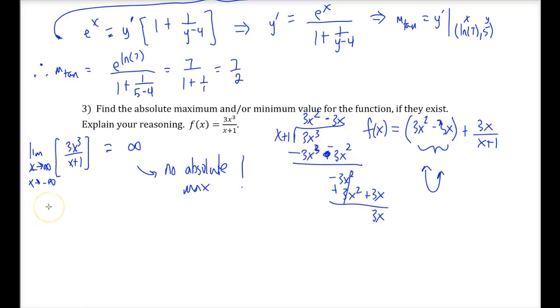Now, in terms of an absolute minimum, of course, absolute minimum means what is our lowest point on the graph. Remember that we said we had a vertical asymptote at x equals -1. And so for vertical asymptotes, we normally know that the graph either goes down to -infinity or up to +infinity, okay?